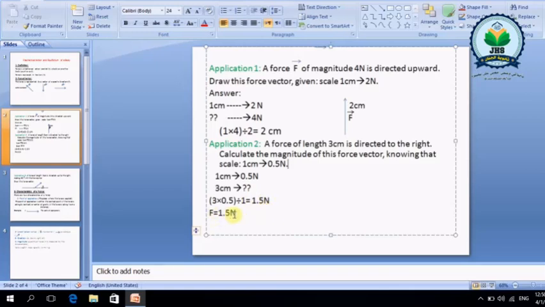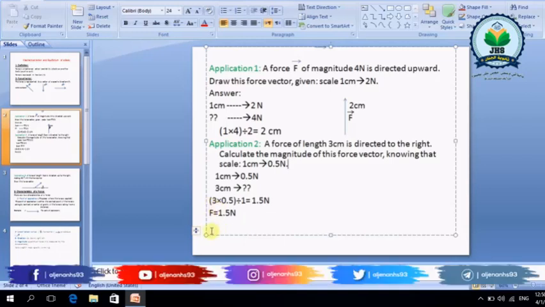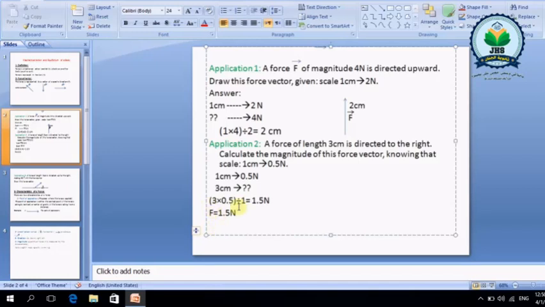Okay. If you ask me, Miss, why you didn't put vector here above F? Because when I speak about the magnitude, no need to put vector. The vector is for direction. I will repeat. The vector above the force is for direction. When I speak about the magnitude, no need to put vector above F.